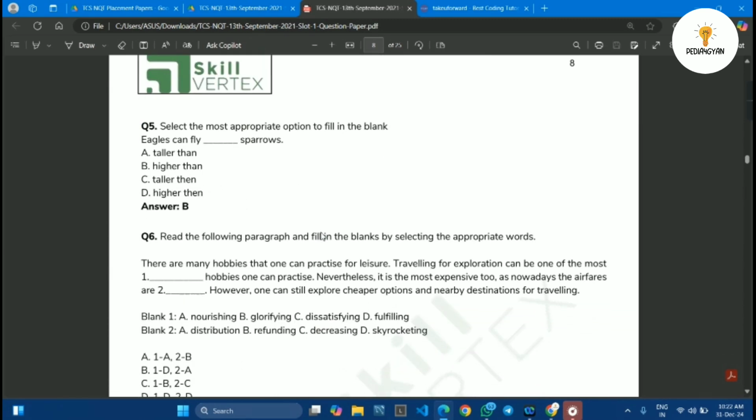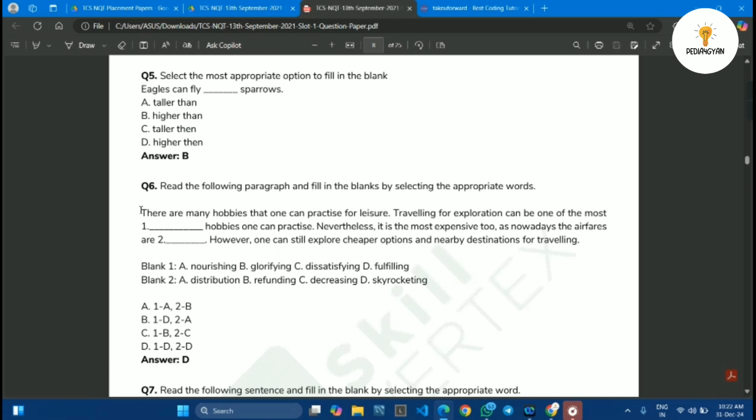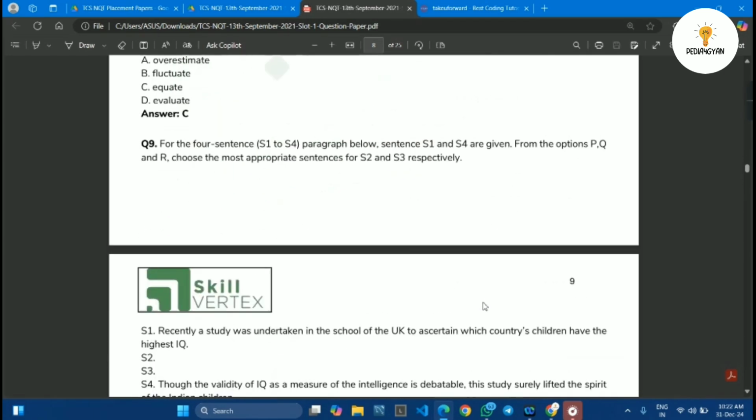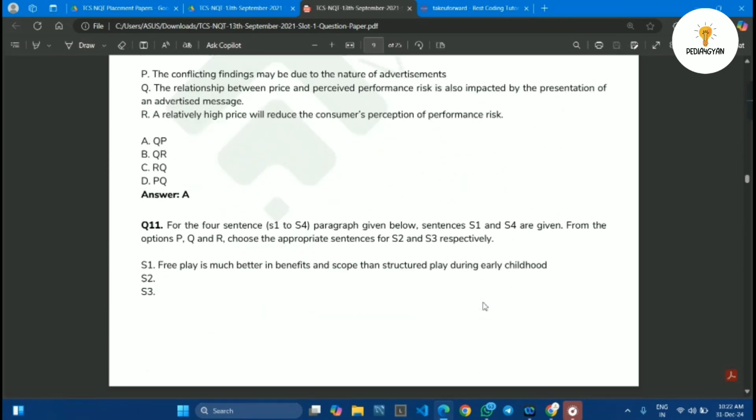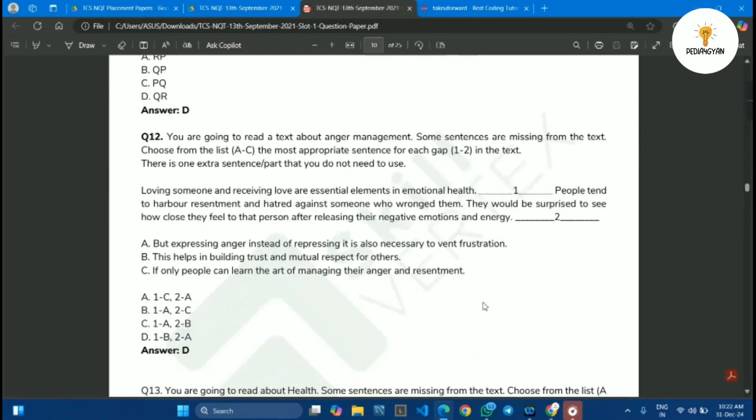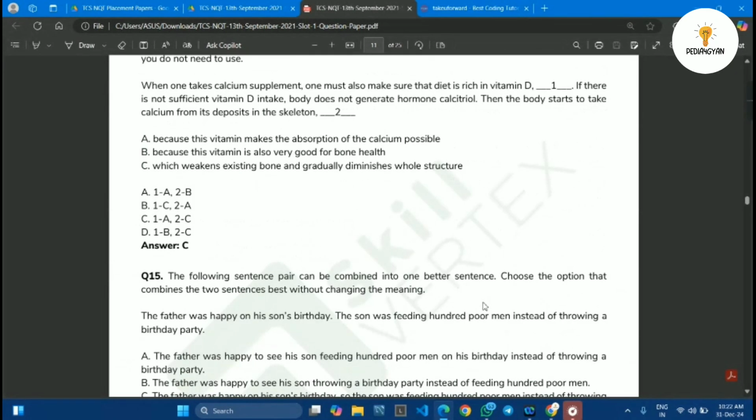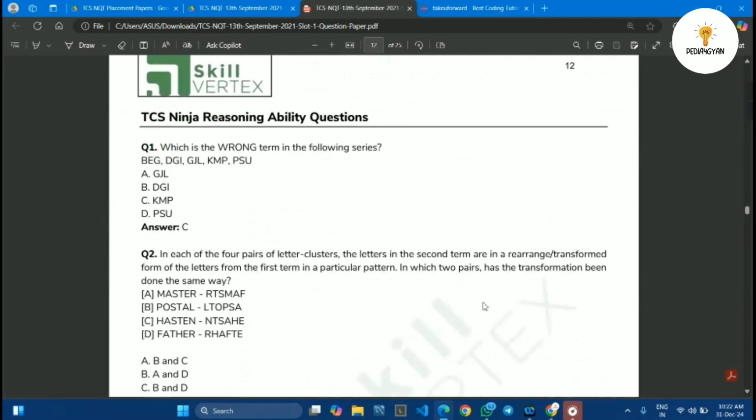These are mostly fill-in-the-blank questions, where you are given a paragraph and you have to identify the words that fit. If you practice more, you can solve these questions. This is the part of the practice, so you have to practice a lot here.